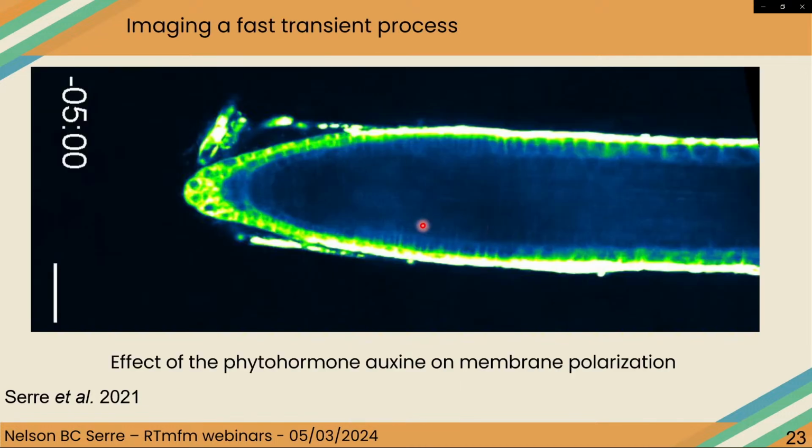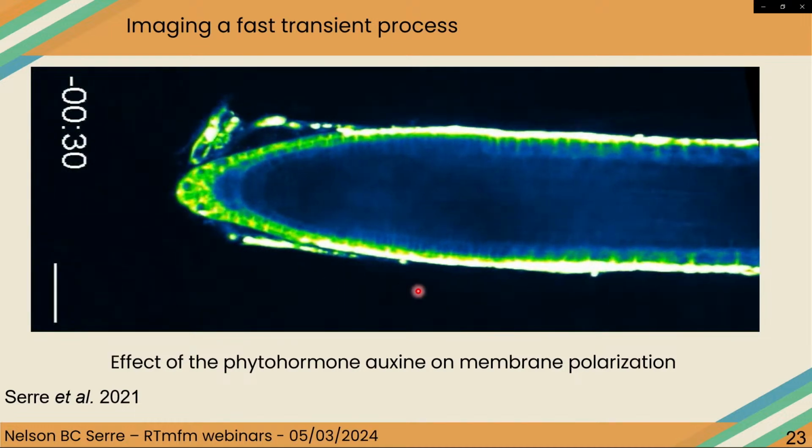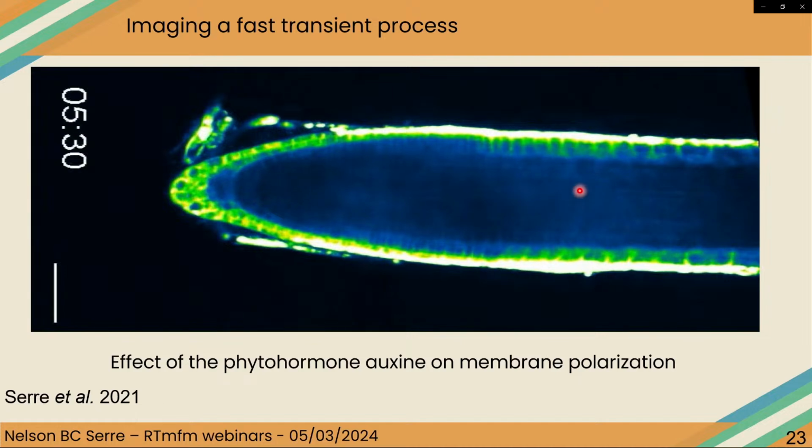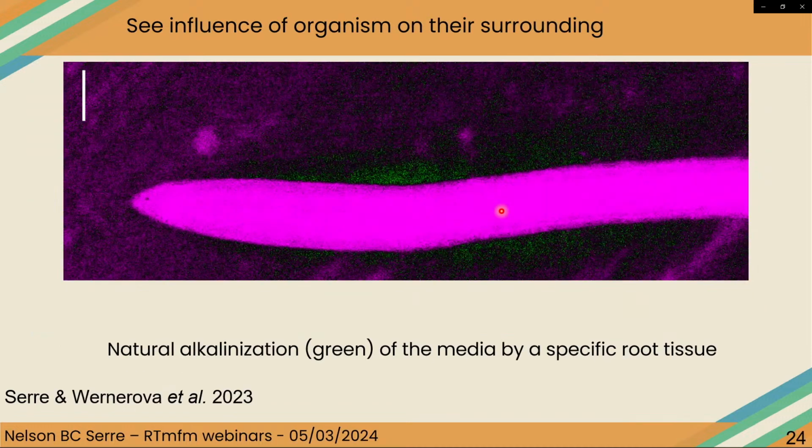But then you can image also very fast processes. Like here, you're looking at a LUT that is reflecting a membrane polarization dye reporter. And it's the effect of a phytohormone auxin, which depolarizes the root transiently, and most of the effect is actually found in this zone. Can I replay it?